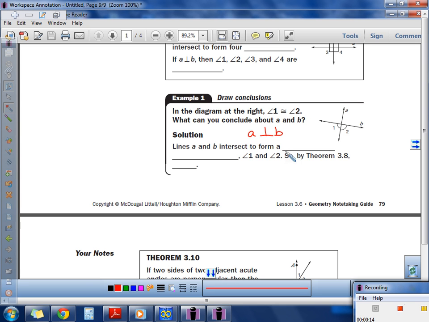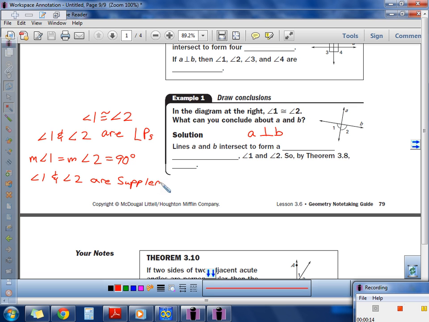What could you tell me about angles 1 and 2? They're congruent. What else could you tell me about angles 1 and 2? They're a linear pair. This is extra stuff. What else could you tell me about 1 and 2? If they're congruent and they're a linear pair, how big are they? They're 180 when you add them. How about separately? 90. So measure of angle 1 is equal to measure of angle 2, and they're both 90 degrees. You could also say angle 1 and angle 2 are supplementary. This stuff on the side is definitely over and above what's going on in that example.